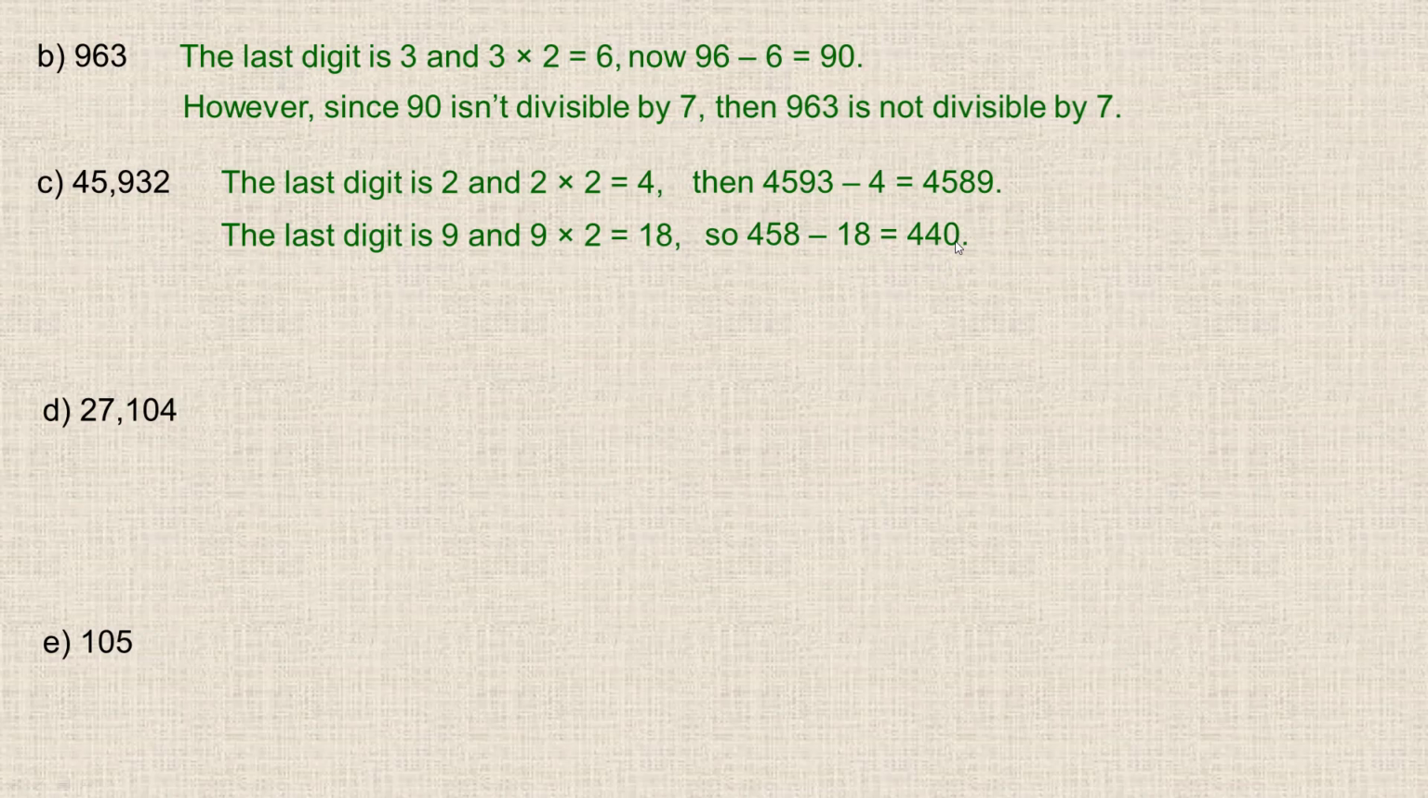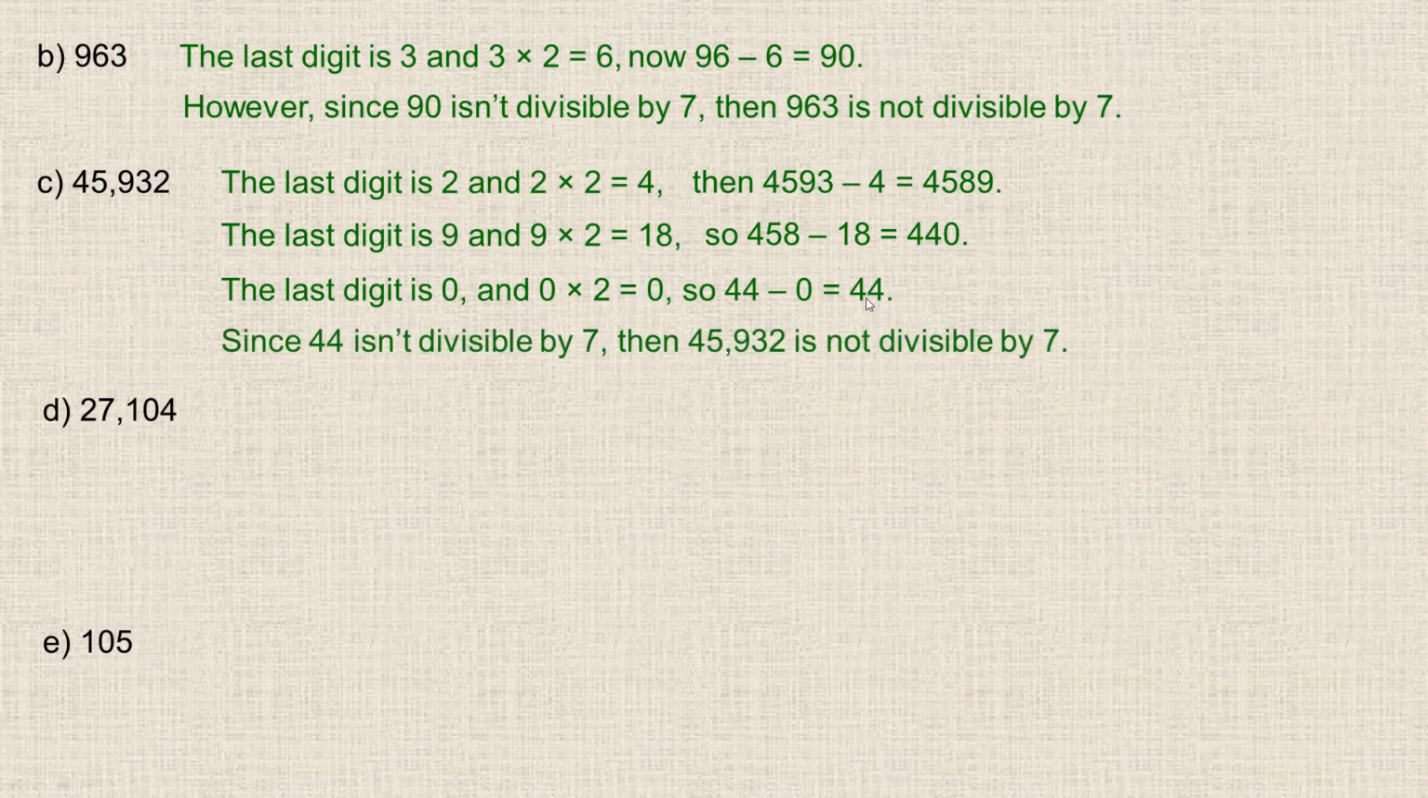So to make it smaller, we keep repeating the process. The last digit is a 0. Now I'm going to talk about the 0 in a moment here. 0 doubled, of course, is 0. So 44 minus 0 is still 44. So really, when you get a 0 on the end, you can just drop the 0 and look at the other digits. So 44 certainly is not divisible by 7. It's not a multiple of 7. So that means that the number 45,932 is not divisible by 7. We had to do the process 3 times here to get small enough to have a number recognizable that isn't divisible by 7.